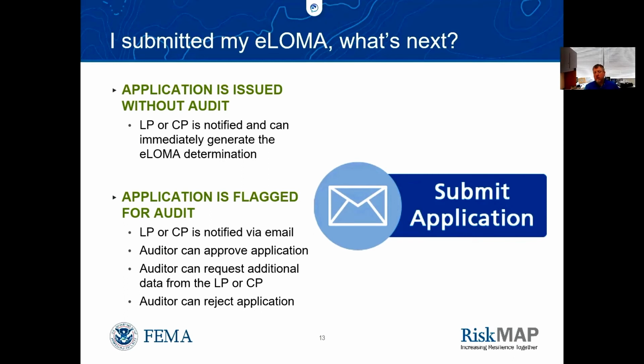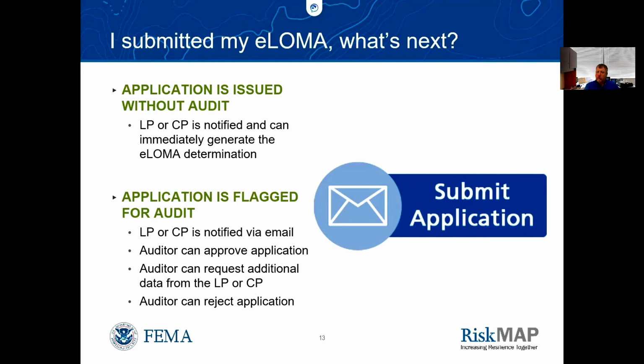the licensed professional is notified. They'll see an on-screen notification, but they'll also get an email from the system letting them know they're being audited. Since they've already uploaded all of the supporting data, they don't need to submit anything else at that point. The auditors in our group will review their information. If we need to request additional information or clarification on something, we'll reach out directly to that licensed professional. And if not, we'll go ahead and complete the audit.